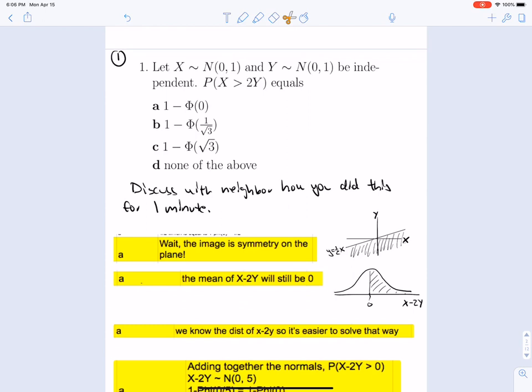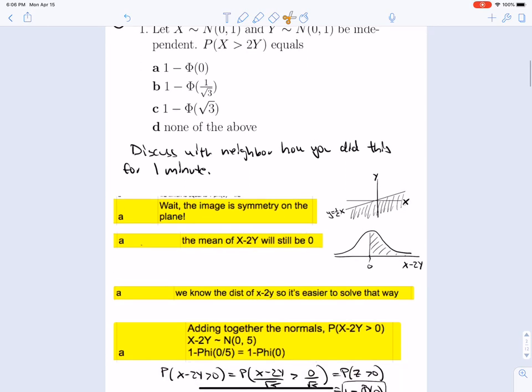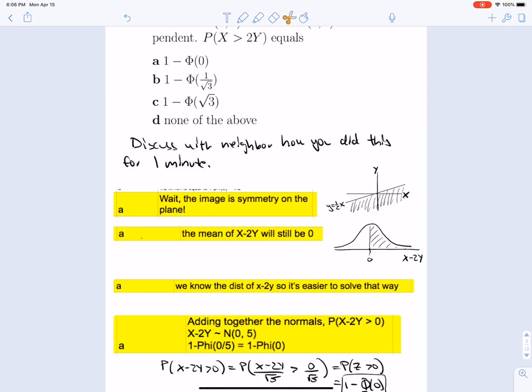So last time we did X is standard normal, Y is standard normal, independent, probability that X is greater than 2Y. You can notice that the image is symmetric in the plane, so the area under the line Y is 1/2 X is the same as the area above, which would show that the probability that X is greater than 2Y is 1/2. Also, you can note that X minus 2Y has mean 0, and so the probability that that's greater than 0 would be 1/2.